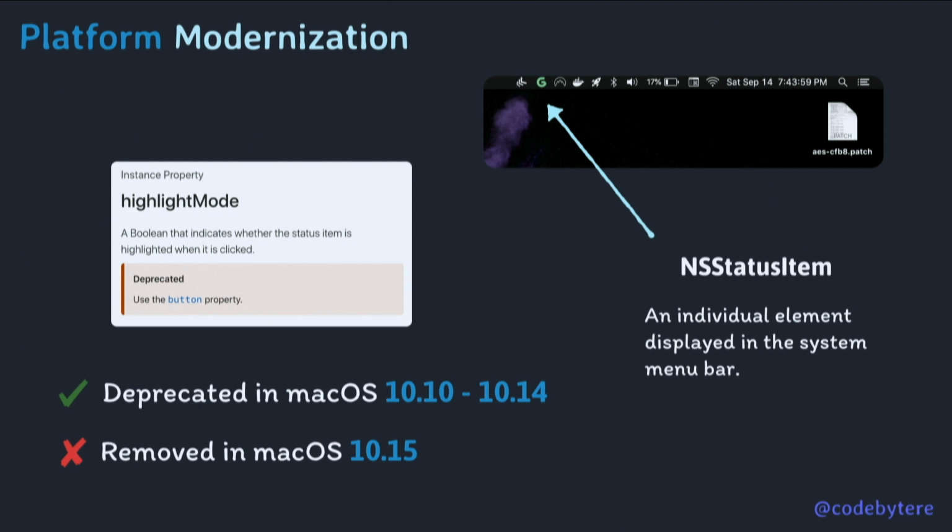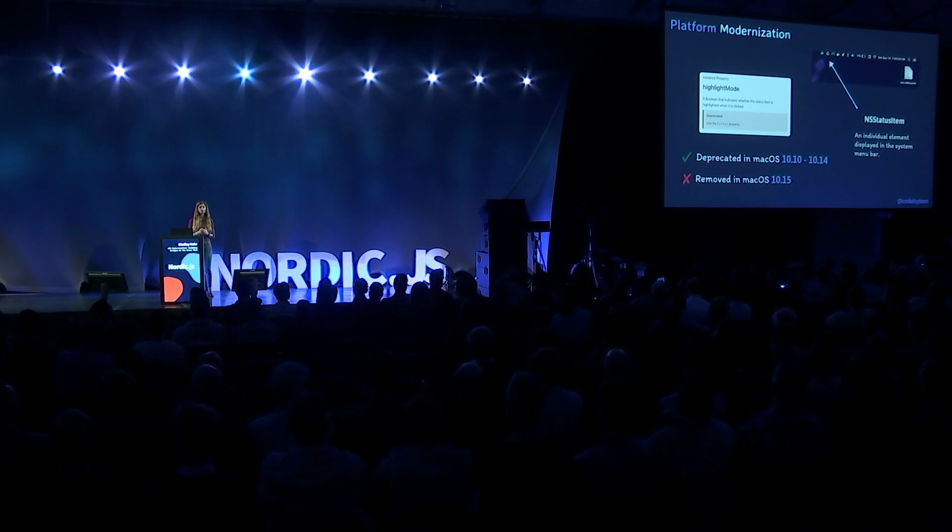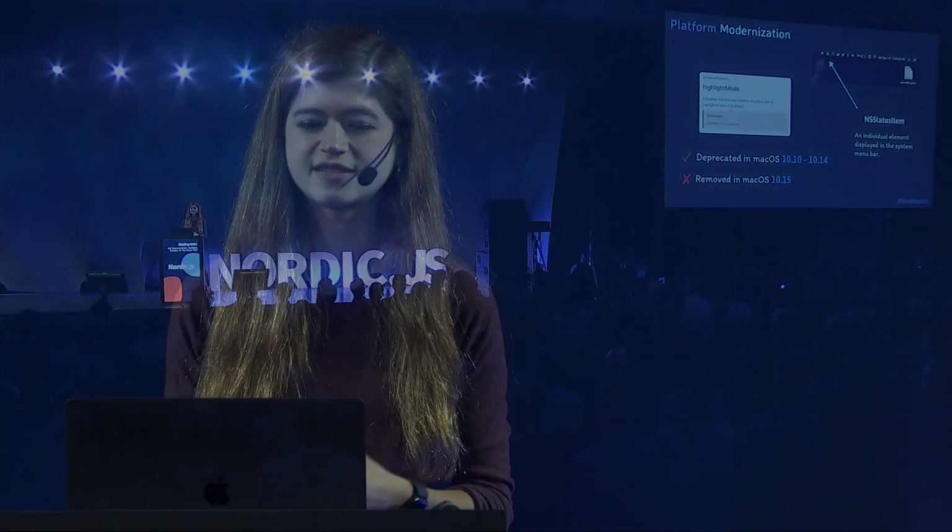If you've used Mac OS, you'll know that there's a tray bar at the top right of the screen. This tray can contain individual elements, which are called NS status items. Electron exposes a module that enables you to create and control individual instances of these elements through what's called the tray module. From the very first release of macOS 10.0 until 10.14 Mojave, developers could use instance properties on these items to customize their appearance and behavior. In macOS 10.10, the button property was added, which allowed you to customize appearance and behavior of these items in a similar way. And at the same time, the pre-existing instance properties were deprecated. Finally, in macOS 10.15 Catalina, the previous instance properties ceased to work.